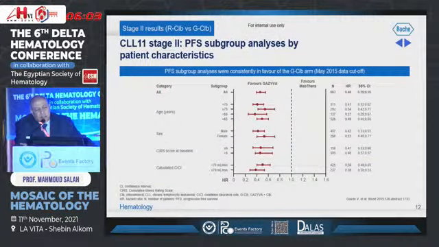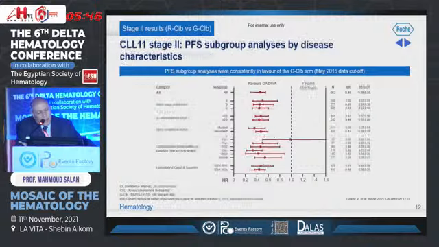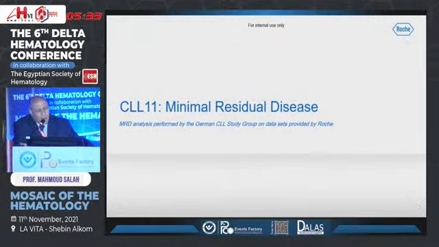Also, the subgroup analyses were in favor of Gazyva chlorambucil in the different subgroups regarding the age, sex, the CIRS scoring, or the risk stratification by staging or FISH technique. All of these subgroup analyses were in favor of Gazyva chlorambucil in terms of progression-free survival.